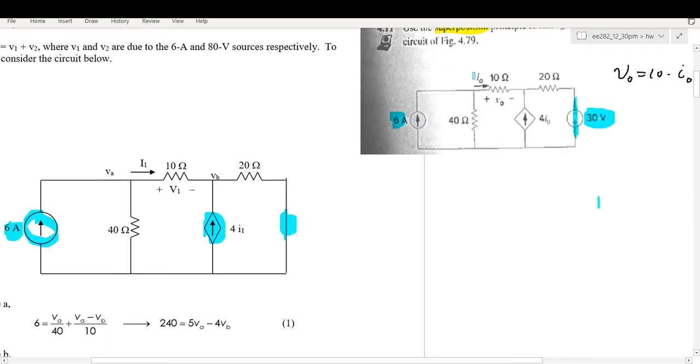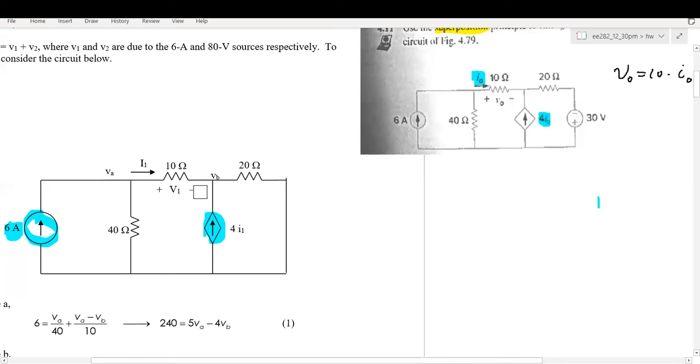Pay attention to the notation change. This is I0. The current is 4 I0. And here that's a branch current in this branch, and this is 4 I1. This is a bigger I1 and small I1, that's the same thing here. So our task is to find V1, the voltage when we turned off this voltage source and this current source acting alone.